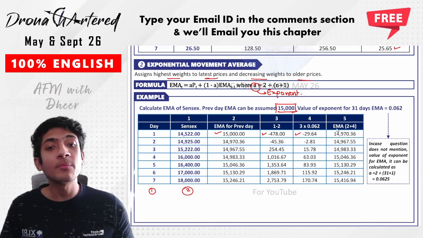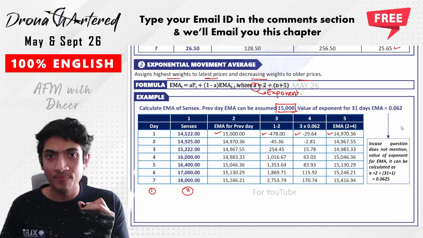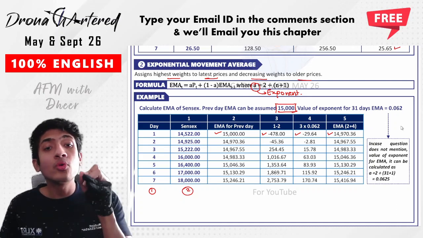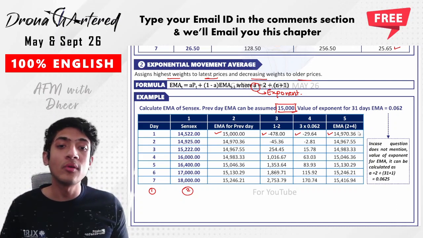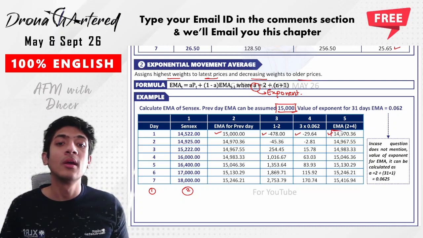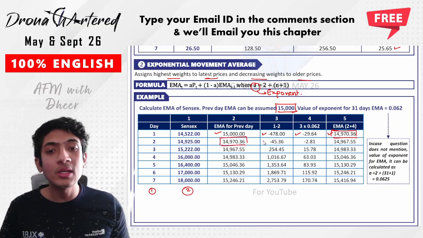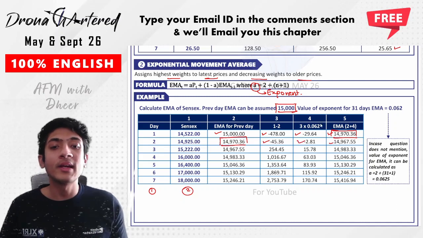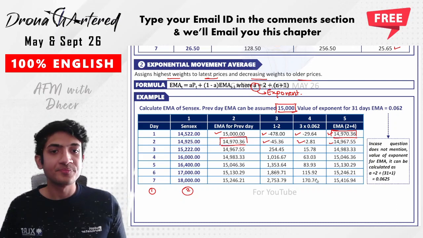15,000 minus 29.64 will give you 14,970.36. This is clear. Now this will become your EMA for previous day when you go on to the next day. So 14,970.36 will move on as the EMA for previous day, and then you continue the same cycle till you have the entire table filled. Is that clear?